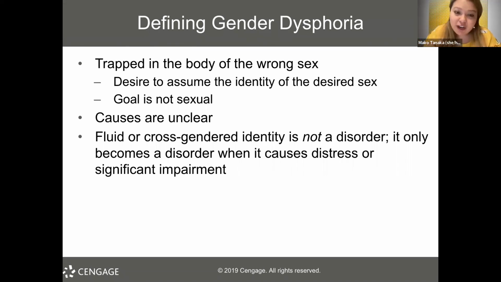And it's not very clear what causes gender dysphoria. Genetic and hormonal underpinnings have been studied and suggest that biological causes may be a part of what is contributing to this experience. It's so important to really drive this point home, though, and that's that fluid or cross-gendered identity is not a disorder. It only becomes a disorder when it causes distress or when there's significant impairment. So when a person is experiencing extreme distress about not matching the gender they were born with or the sex they were born with, then this diagnosis may be relevant in helping them access the appropriate care.